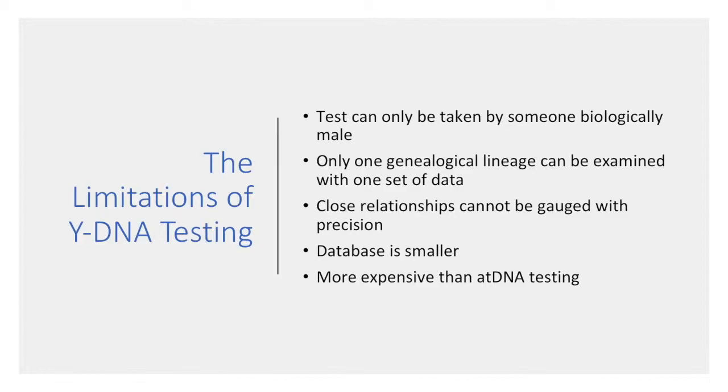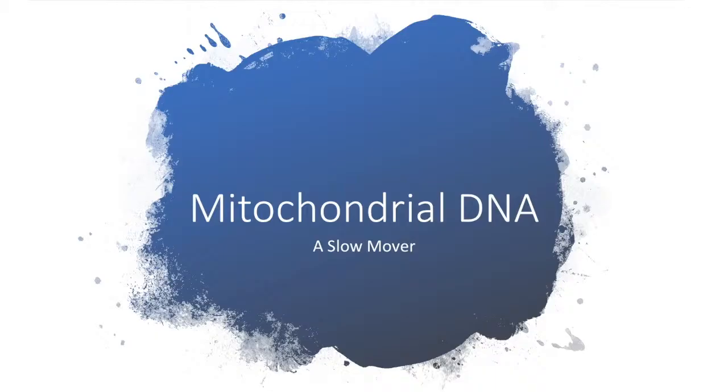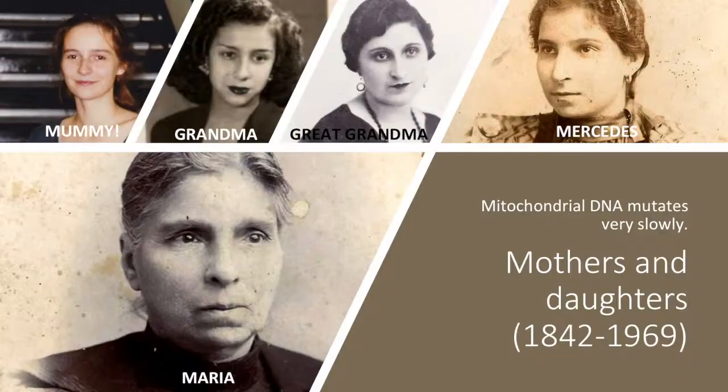So when you take this test, there is a risk that you're not going to get any useful matches at all. You might have to wait for some good ones to show up. And it's more expensive than autosomal DNA testing as well. So again, you're forking out a lot of money if you're testing a lot of your relatives. So we're going to have to quickly run through mitochondrial DNA now because I'm running out of time.